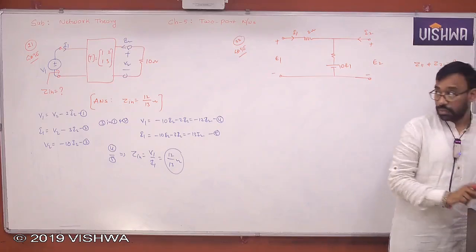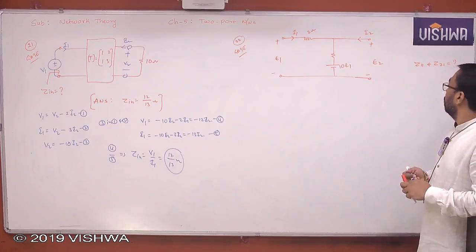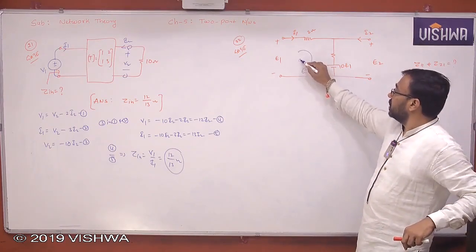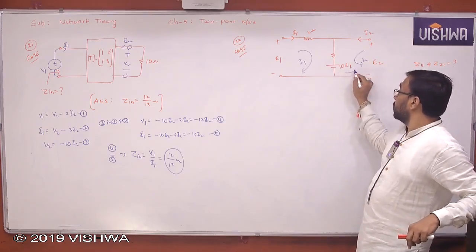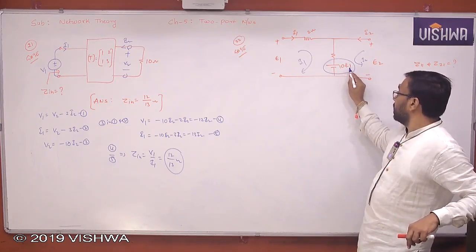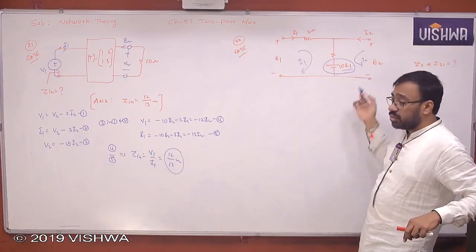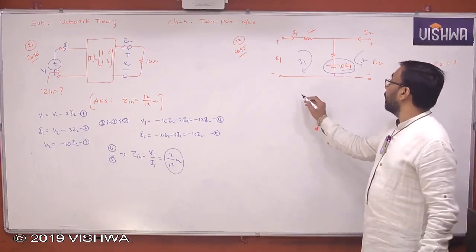Z11, Z21. When Z parameters are asked, better you apply mesh analysis. This is I1, this is I2. So this is the dependent source. He has not given the symbol of dependent source, but he is mentioning 10E1. Sometimes he doesn't give the symbol, but he will mention 10E1, 10E2, something like this. So you understand that is a dependent source. Okay. So what do you get here?